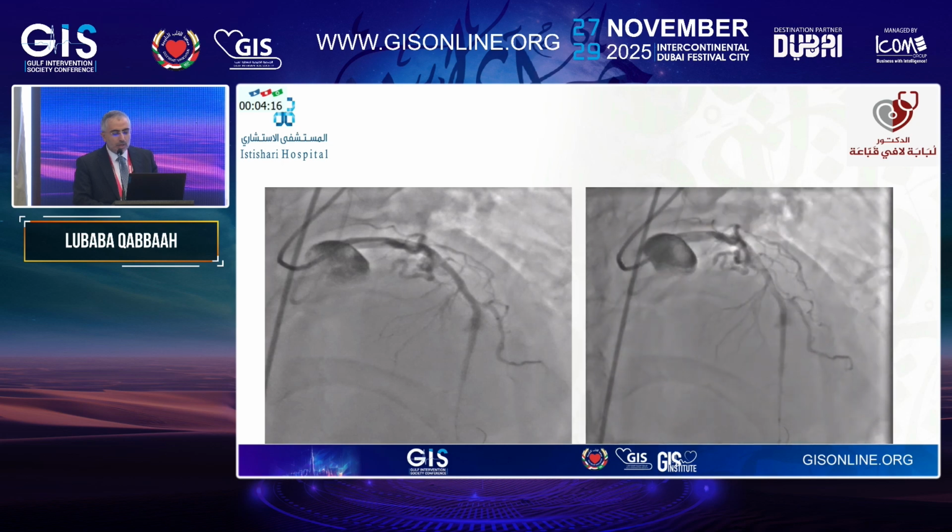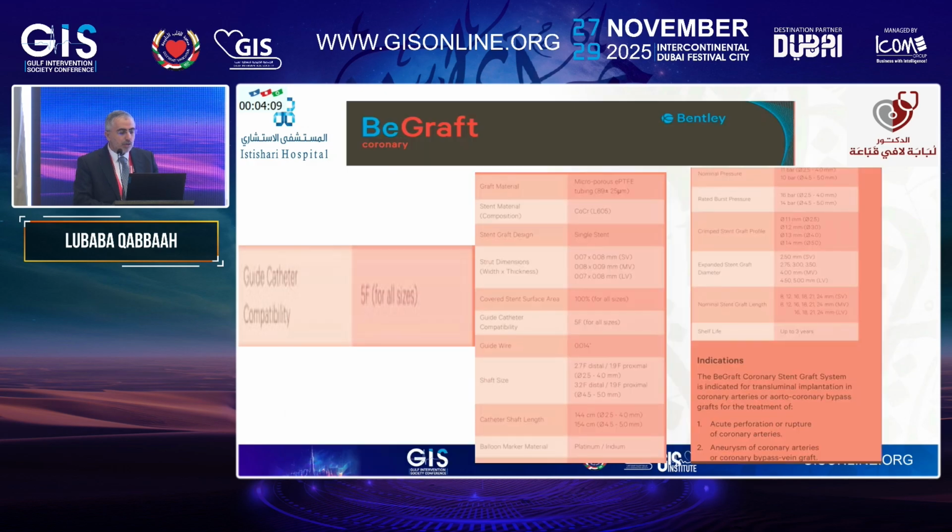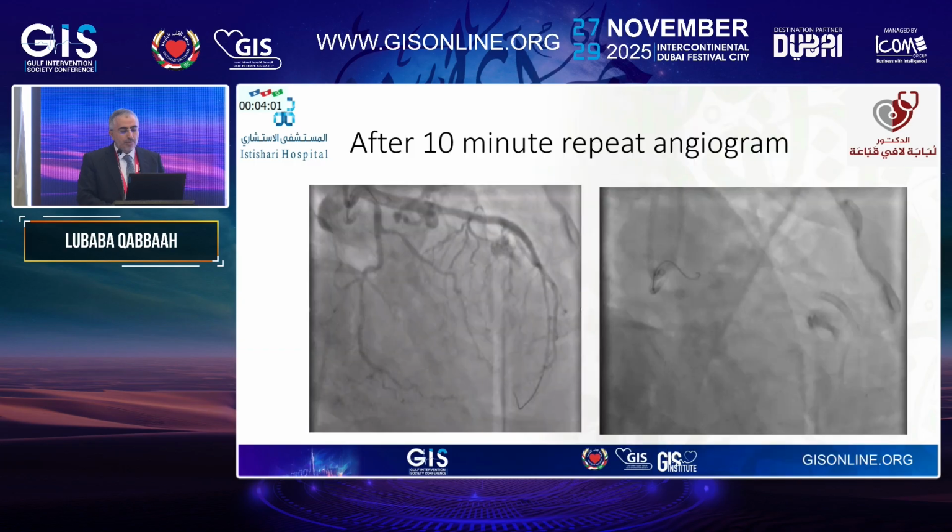Everything is okay. The stent we used is the Bentley stent, the BeGraft. It can be inserted through a 5 French catheter. It is not like the Graftmaster, for which you need a 6 or 7 French guiding catheter.